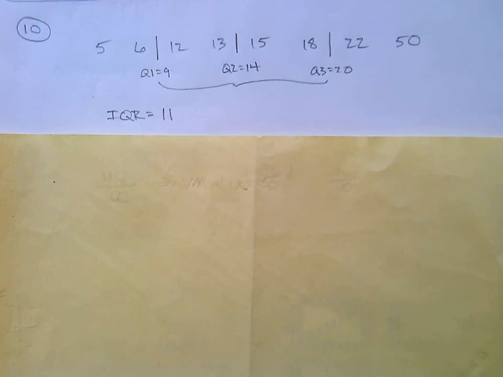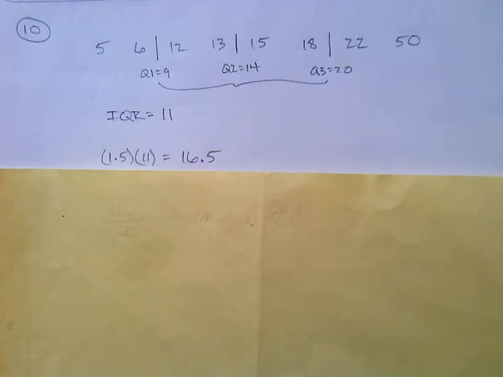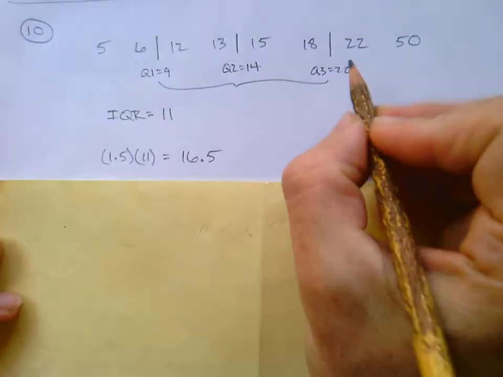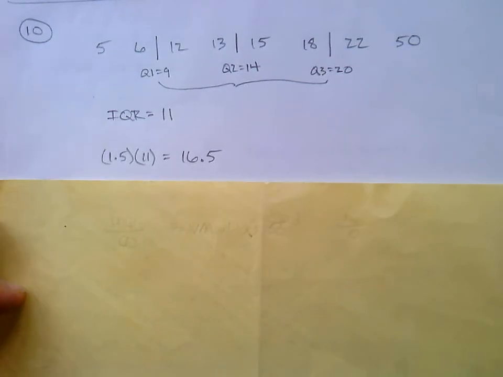Okay. Now, the reason why we call it the 1.5 IQR criterion is because we're going to multiply that by 1.5. 1.5 times the IQR is what everybody agreed to long ago, and it hasn't changed. Well, 1.5 times 11 is 16.5. Okay, so what do we do with the 16.5?